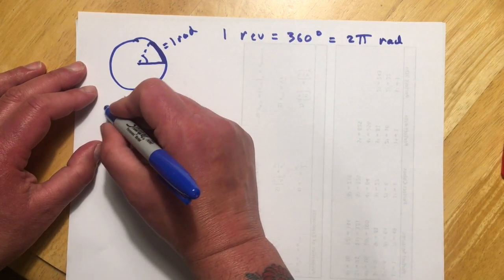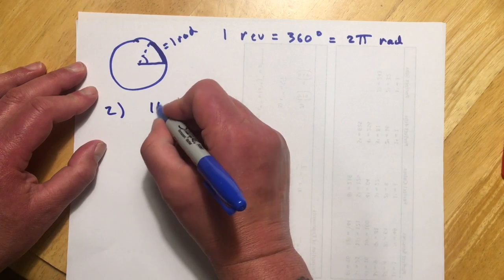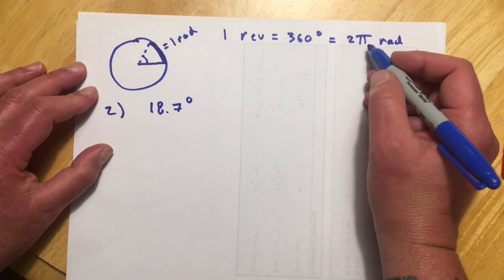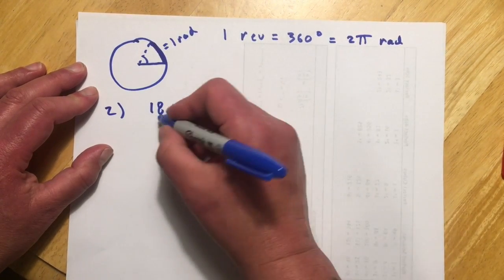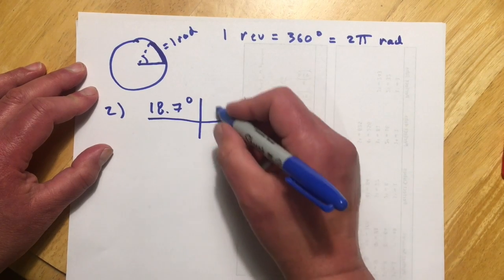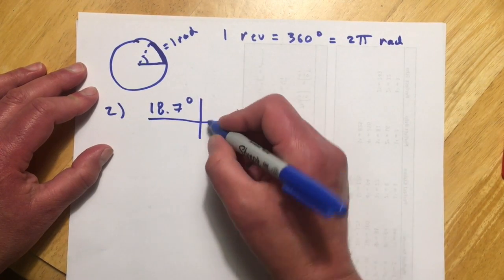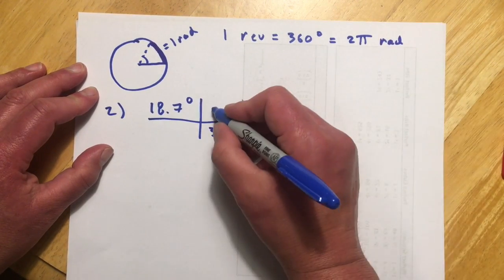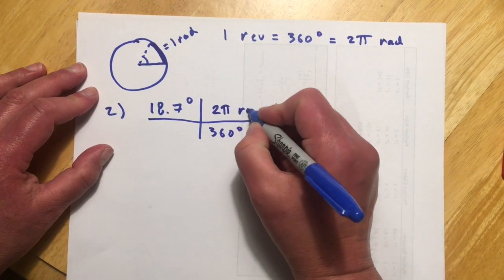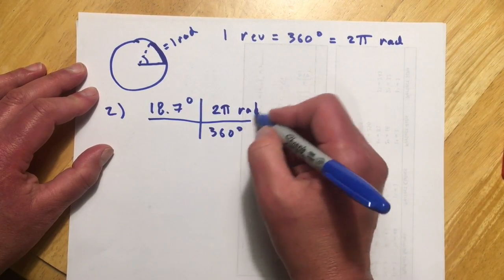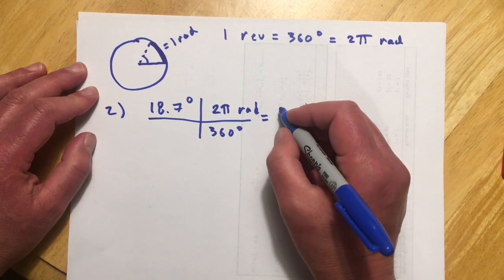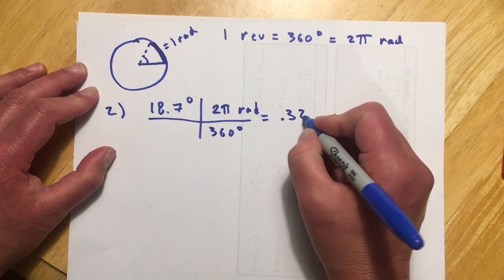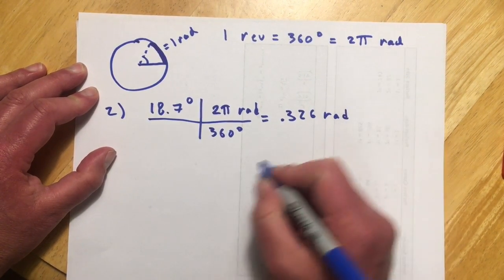So this is number 2, so we're back to out of the book. Number 2 is 18.7 degrees. We're supposed to put that in radians. So what we do is we just take our degrees. And the way I write it is like this. I just think of this as a division bar and this as a multiply. So I need degrees to cancel, so I put 360 degrees down here. I'm trying to get into radians, so 2 pi radians, and then degrees cancel, my units left are radians. And if we do that in a calculator, you'll get 0.326 radians.